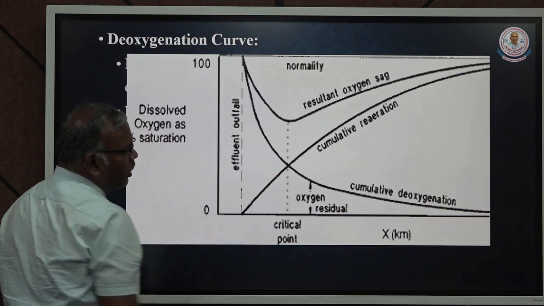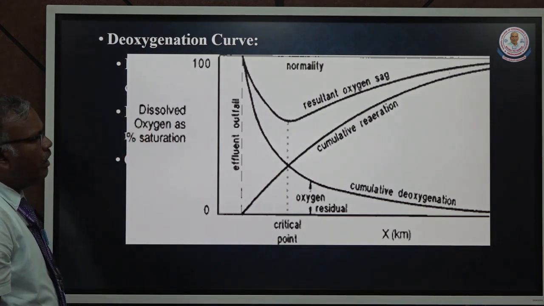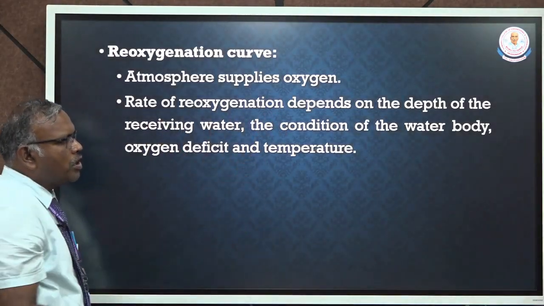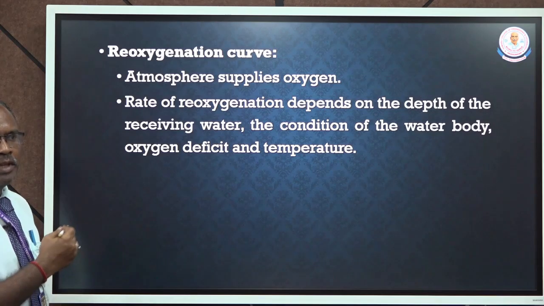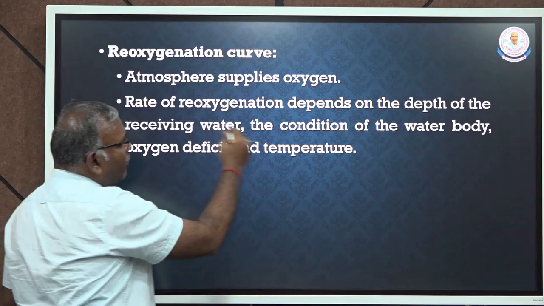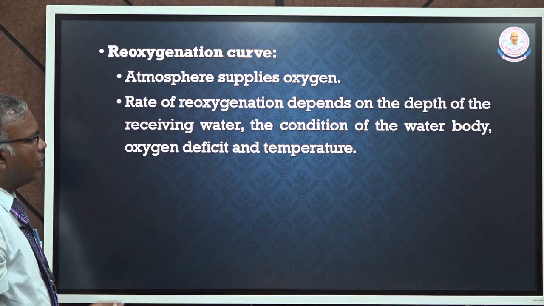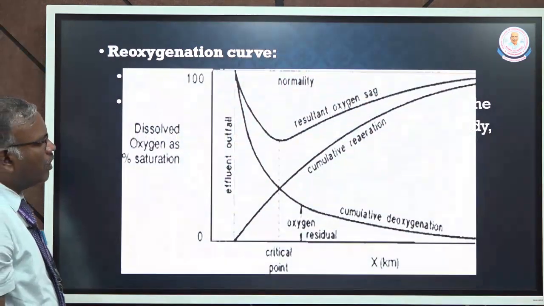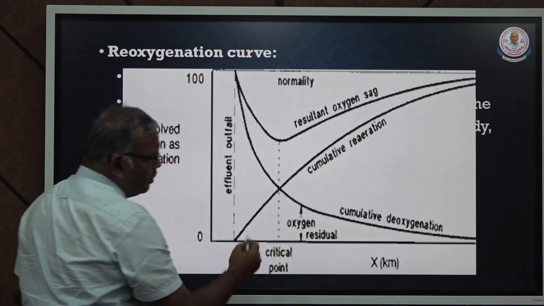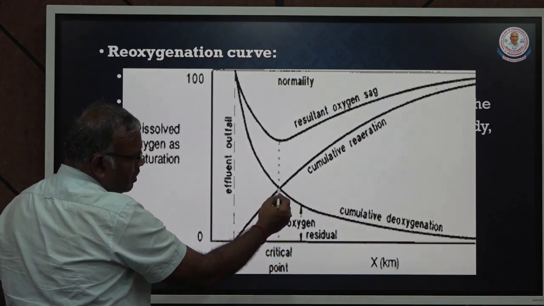Here, up to this particular point, the rate of re-aeration will be minimum, that is, the supply of oxygen from the atmosphere will be taking place from the initial period itself, but it will keep on recovering after the complete decomposition is over in the water body. Okay, up to this is the curve of re-aeration.